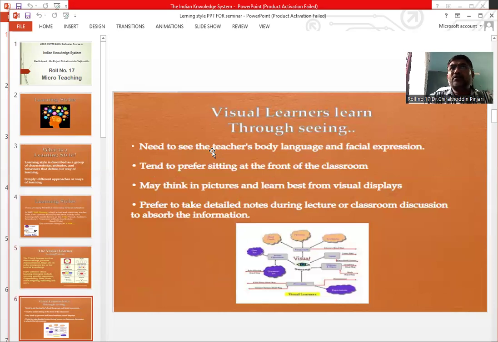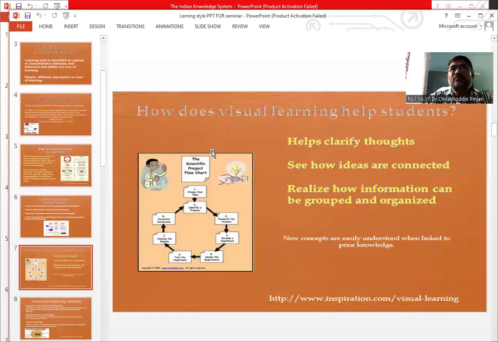Visual learners learn through seeing, need to see the teacher's body language and facial expression, tend to prefer sitting at the front of the classroom, may think in pictures and learn best from visual displays, and prefer to take detailed notes during lectures or classroom discussion to absorb the information.